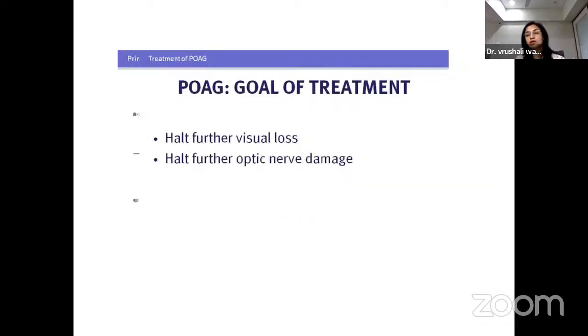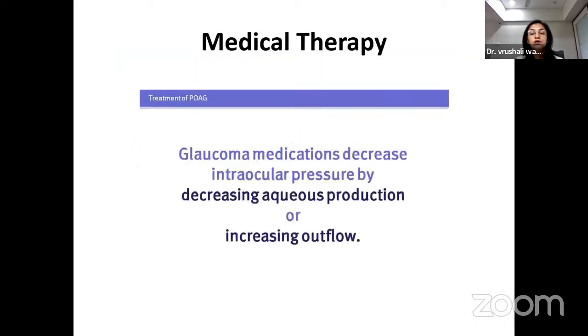Once you diagnose that the patient has open angle or primary open angle glaucoma, our aim is to stop the further progress of the visual field loss, stop the progress of vision loss, and stop further optic nerve damage. This can be done with the help of a medical line of treatment and then the laser and surgical line of treatment.